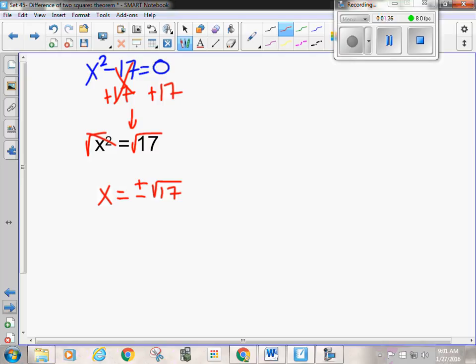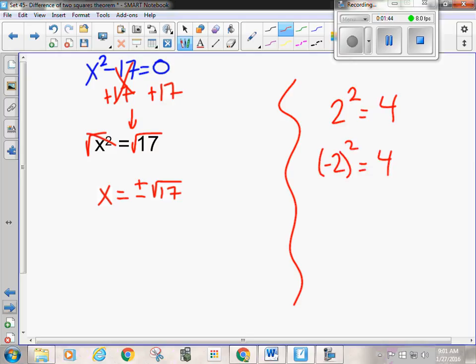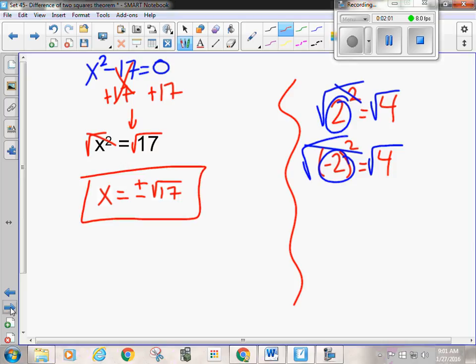And the reason why that happens is, let's have a side note here. If I take 2 squared, I'm going to get 4. But I can also take negative 2 squared and get 4. So both of them give me a positive 4. So I need to keep in mind that the square root could give me back a negative and a positive. So that's why we have the plus and minus sign. And that's actually where we would leave this answer. So not too difficult with simple ones like that.